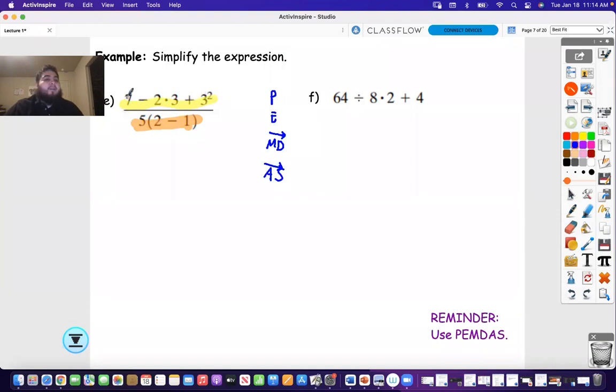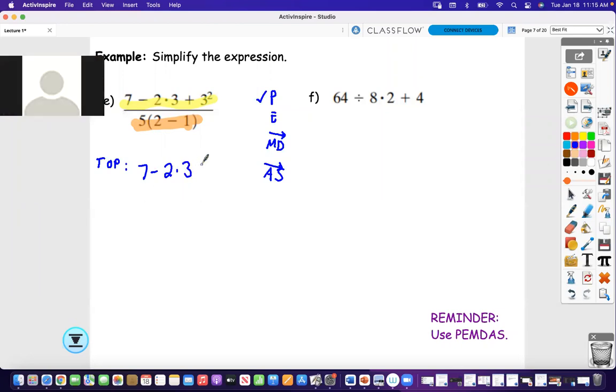Are there any parentheses on top? No, there is not, but you do have an exponent. What is the exponent? 3 to the power of 2, which simplifies to what? What is 3 squared equal to? 9. So the first line I'm going to have is 7 minus 2 times 3 plus 9, because I'm done with exponents.